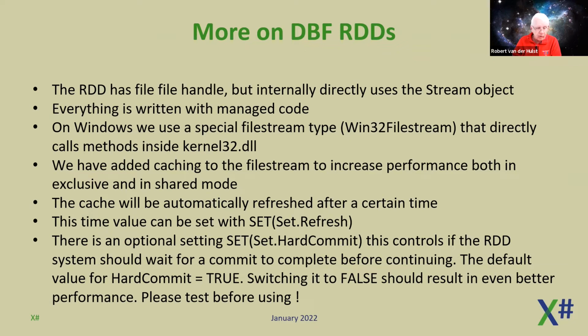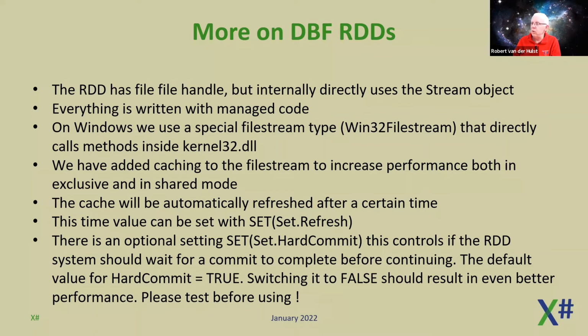Each RDD, originally in the Clipper days and also in Visual Objects days, had a file handle. And inside X# we still have that. But the reality is that we don't actually use the file handle. We use stream objects. What we do inside the RDD system is we open a file with the normal FOpen or FCreate functions. And once we get the file open, we actually ask the runtime which .NET file stream object is associated with this file handle. And from then on, we no longer work with the file handle, we work with the stream. So that's what we do.